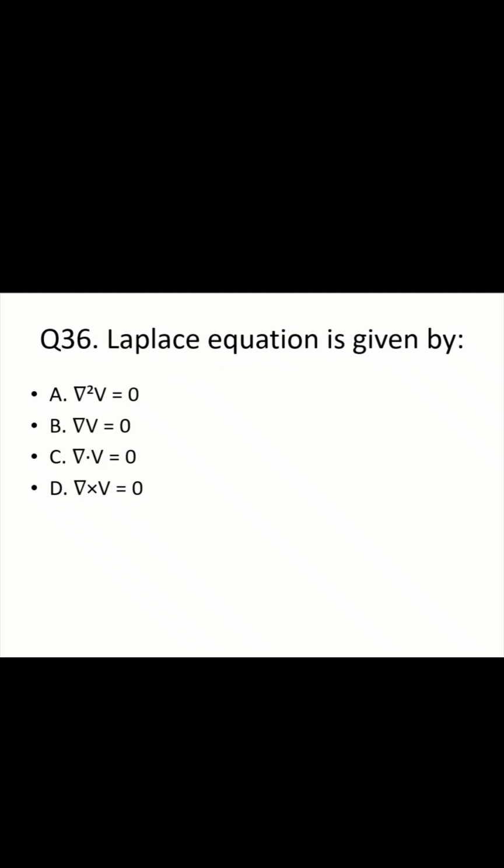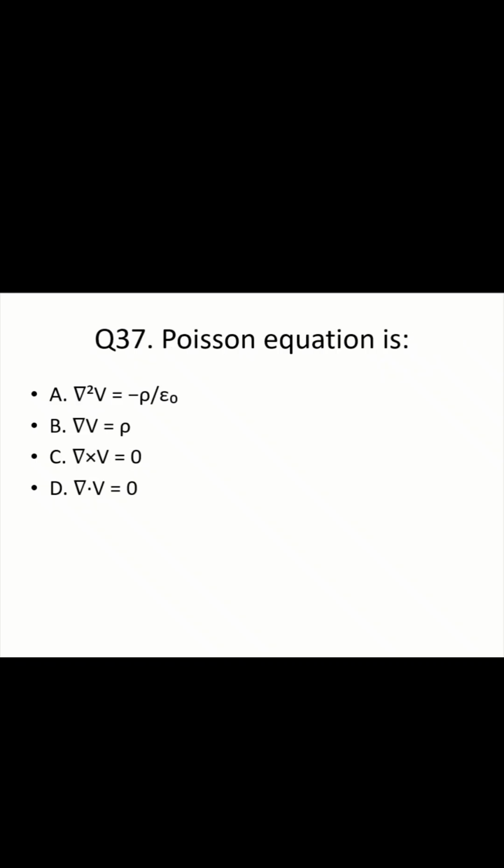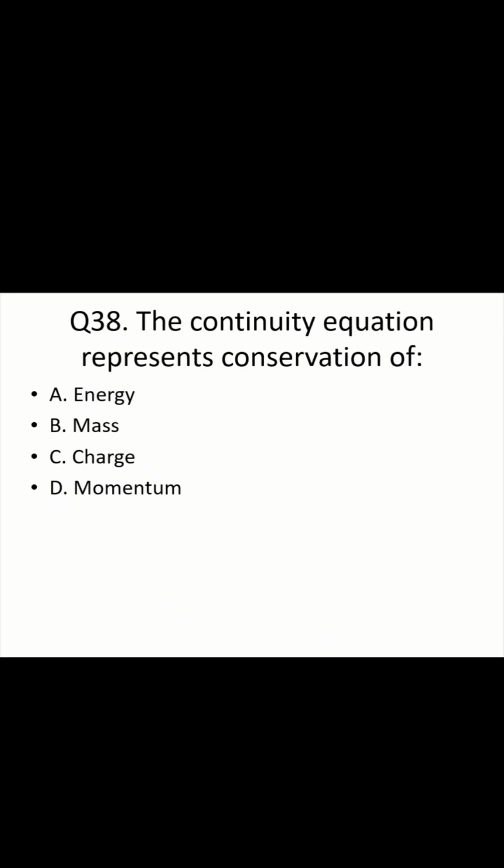Laplace equation is given by. So the correct Laplace equation is option number A. Question number 37, Poisson's equation: the equation that correctly represents Poisson's equation is option number A, that is del square V is equal to minus rho by epsilon naught. Question number 38, the continuity equation represents conservation of energy, mass, charge, or momentum. So the correct option is answer number C, that is charge.